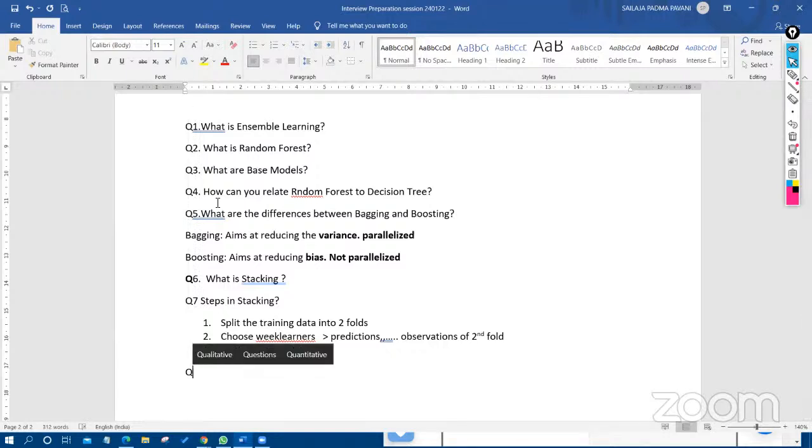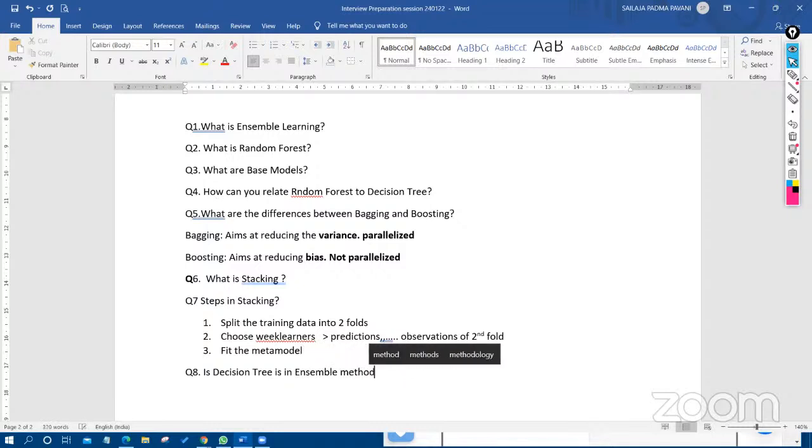My next question is, is a decision tree an ensemble method or not? Is decision tree in ensemble methods? Quick answer I want. Yes or no?